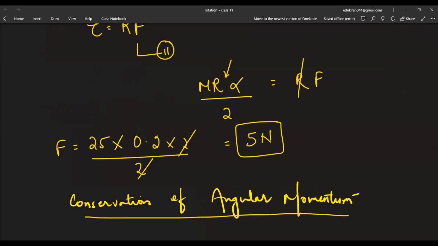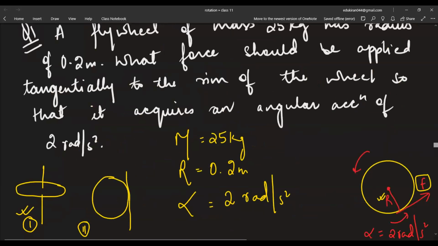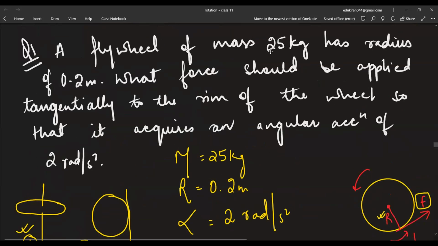Clear? Is this clear to all of you? Yes, ma'am. Write down the question also first. Many of you have not written it. Write it.